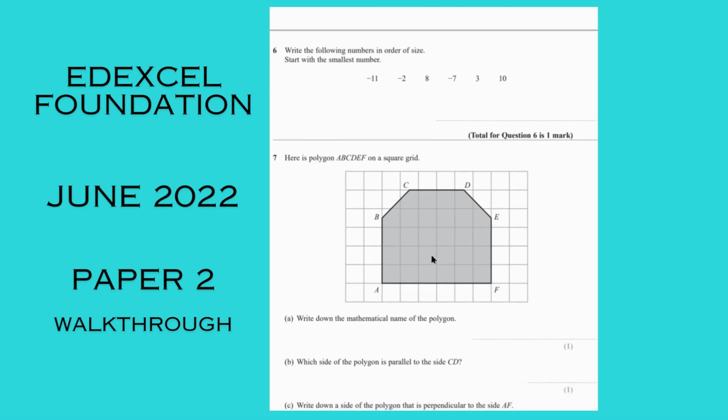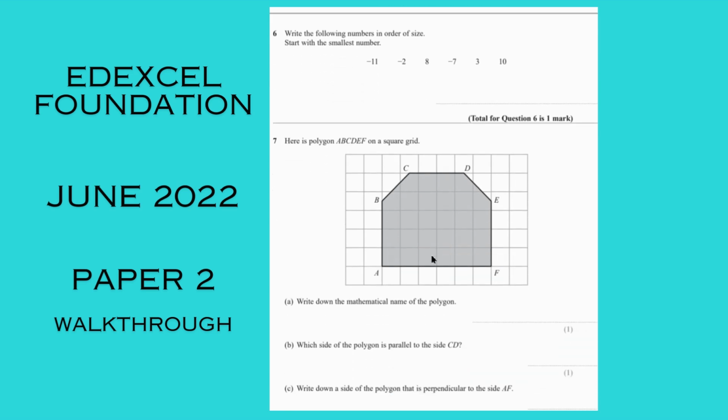Question 6, ranking some numbers. I always like to tick them off, cross them off, do whatever you want, but make sure you use them all. Most likely mistake is to skip one.